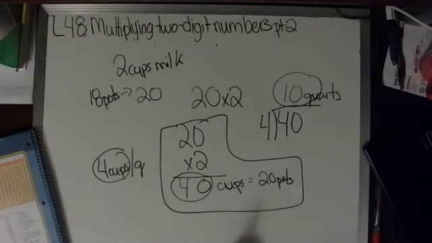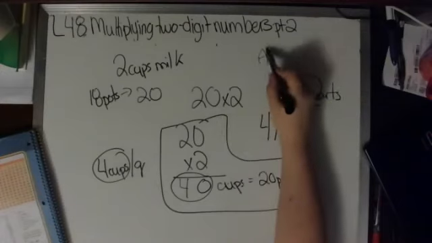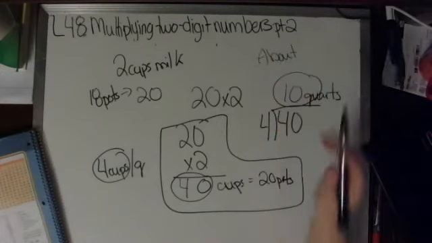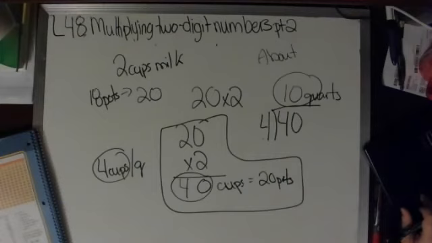You were not doing 2 times 18. You were doing 2 times 20 because it said about. Remember, about means round. That is lesson 48, multiplying two-digit numbers, part 2 for Saxon 4.